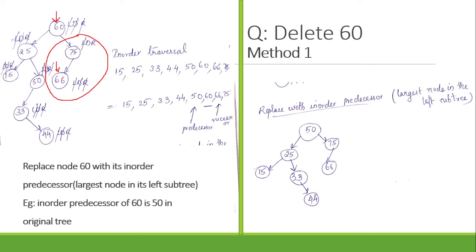So I have to replace this 60 with 66. I have to move this node to this position. Then what will be the result? I will delete 60 and I will store the node with 66 here, and it is a leaf node, isn't it? 66 is a leaf node, so I do not need to make much changes.